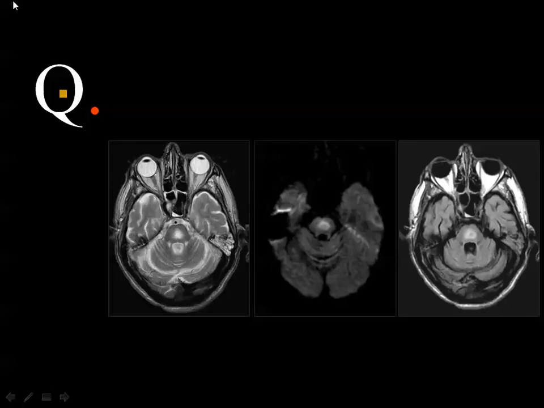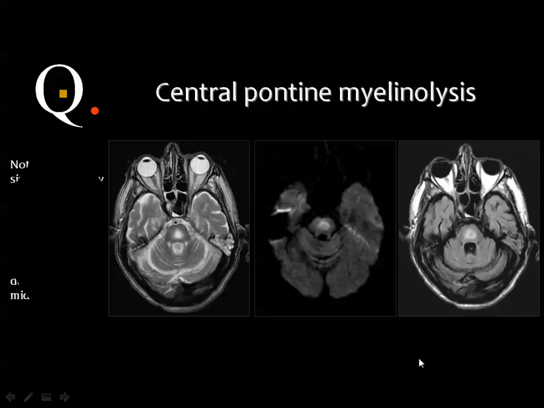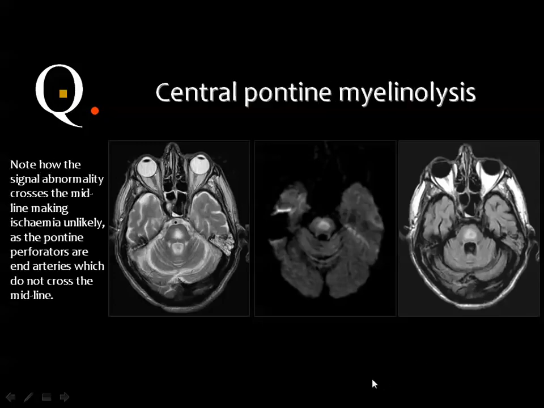MRI T2 FLAIR diffusion, showing a high signal lesion in the central part of the pons with restricted diffusion. Glioma is a space-occupying lesion that expands the brain stem with characteristic extension around the basilar artery, and this is not. Osmotic myelinolysis, central pontine myelinolysis.